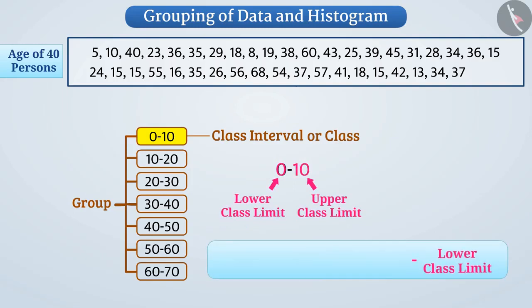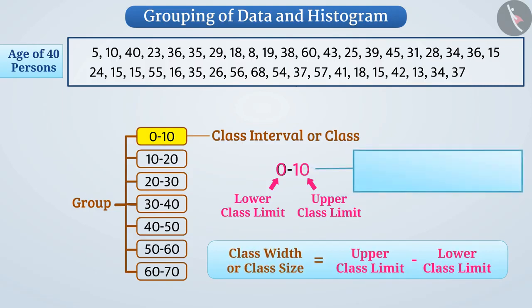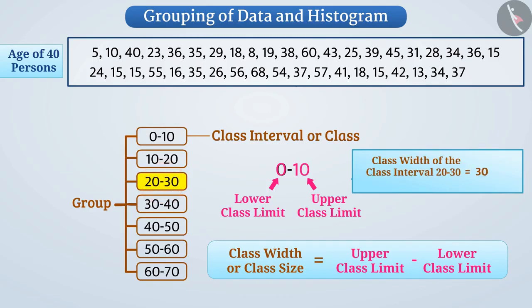By subtracting the lower class limit from the upper class limit of a class interval, we get the difference between the two. We call it class width or class size of that interval. For example, the class width or the class size of the interval 0 to 10 is 10 minus 0 equals 10. Similarly, the class width of the class interval 20 to 30 will be 30 minus 20 equals 10. Similarly, here the class width of all intervals is 10.